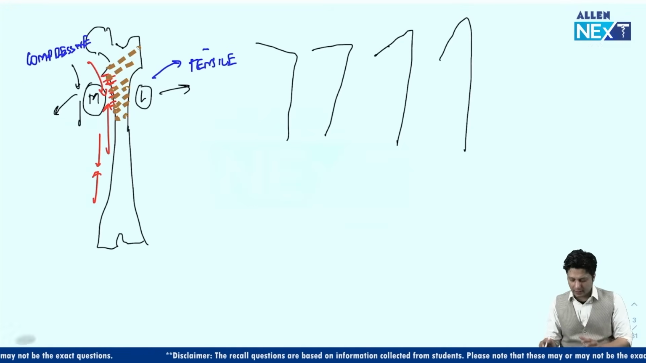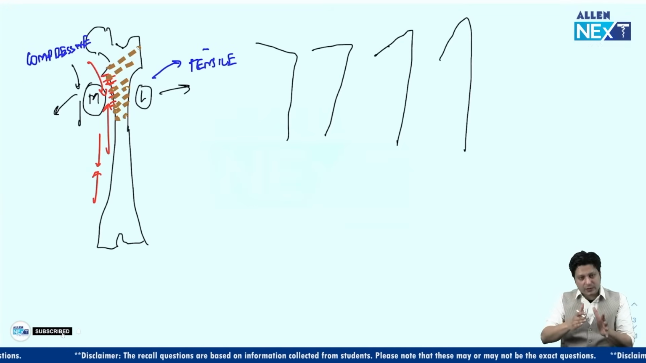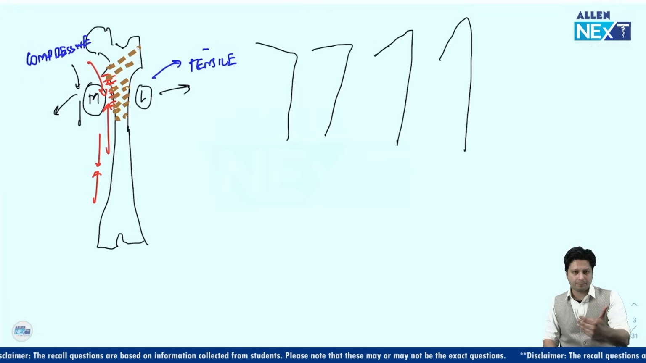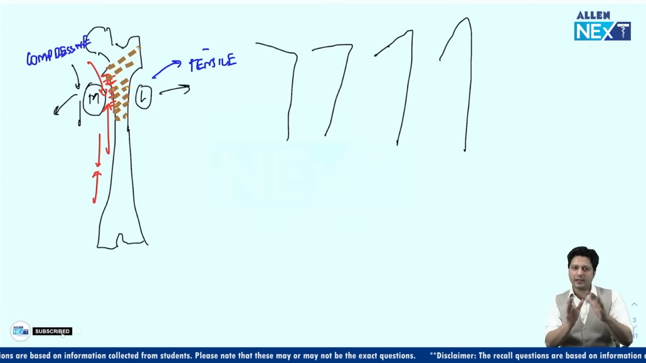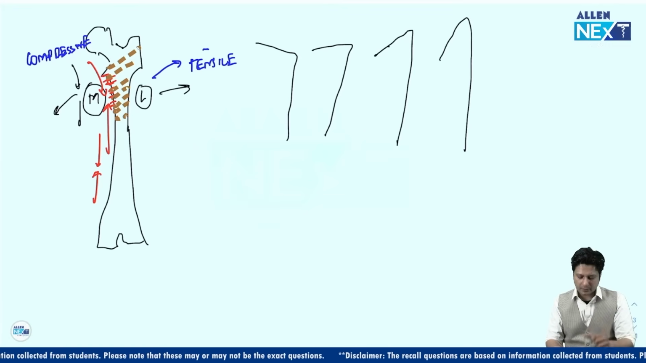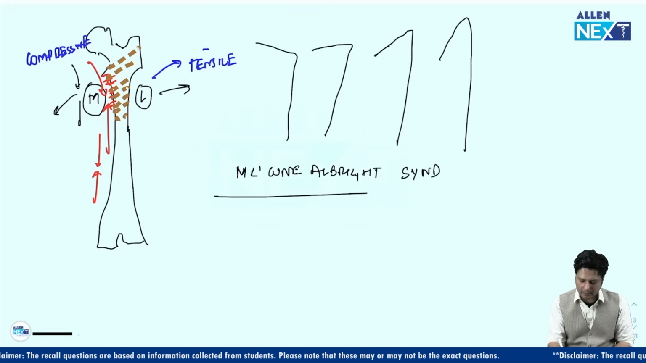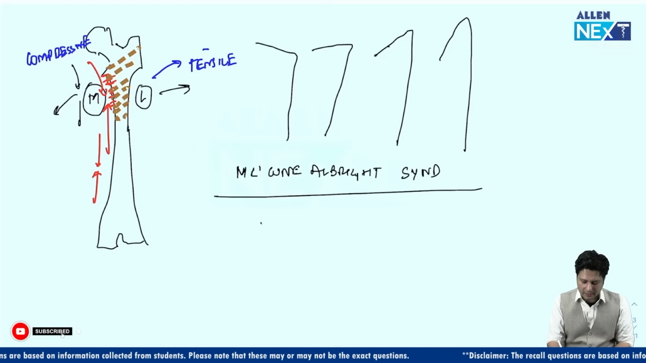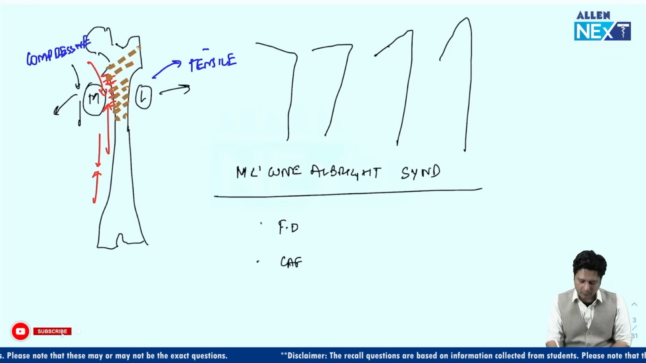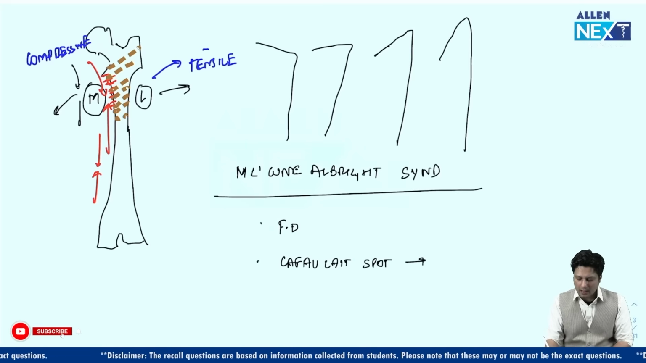So hopefully everything is clear related to this particular question, because if associated with fibrous dysplasia, there could be a café-au-lait spot over the skin also. So what is McCune-Albright syndrome? This is something you might have studied in gynecological studies also. The components are polyostotic fibrous dysplasia, so one of the components is fibrous dysplasia. Second is café-au-lait spots, which have irregular margins.